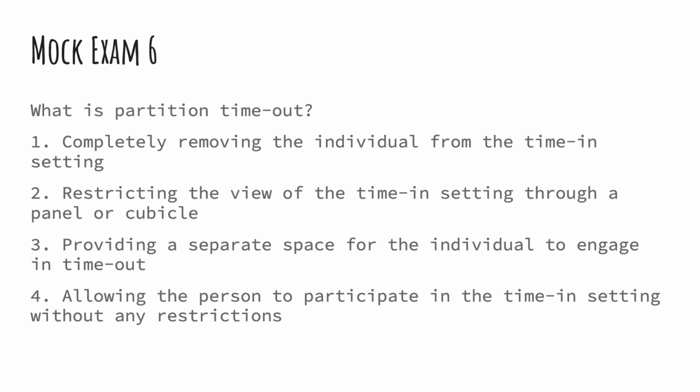For example, in a classroom setting, if a student is engaging in disruptive behavior but does not need to be fully removed from the classroom, the teacher may place a divider or partition around the student's desk to limit their visual access to peers and classroom activities. This partial isolation helps to minimize distractions and provides the student with an opportunity to calm down and refocus without being completely separated from the learning environment.